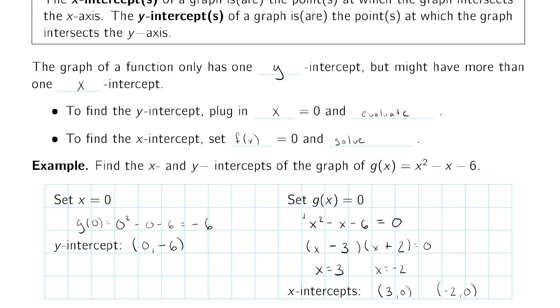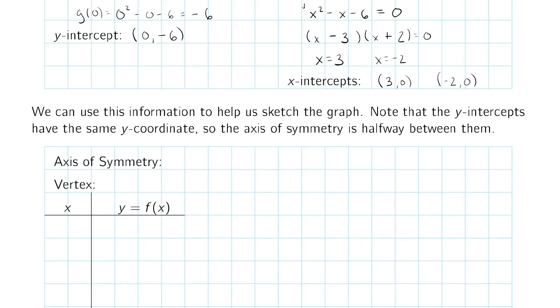We can also use the x-intercepts to help us find the vertex. Our x-intercepts have the same y-coordinate, namely 0, so the axis of symmetry has to be halfway between them. In other words, the axis of symmetry is the line where x is halfway between 3 and negative 2. So 3 plus negative 2 divided by 2 is 1/2. The axis of symmetry is the vertical line x equals 1/2.